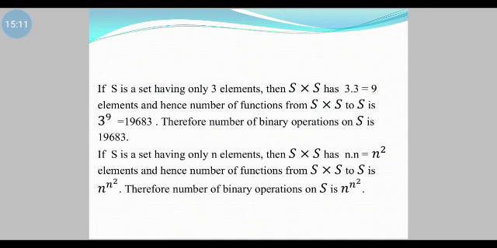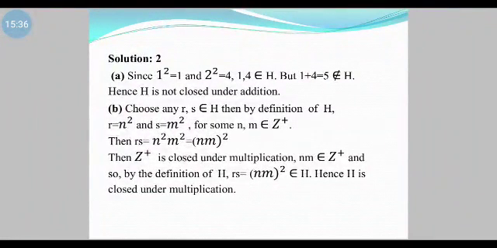Therefore the number of functions from S cross S to S is n raised to n square. Therefore the number of binary operations on S is n raised to n square. Therefore we can say in general, for any set with n elements, the number of binary operations defined on S is n raised to n square. That is the answer of the first question.